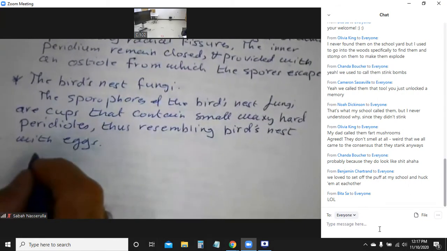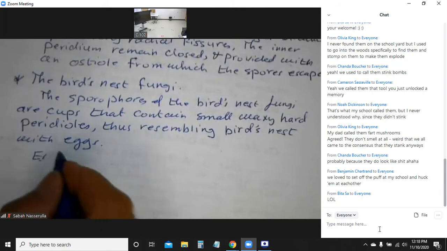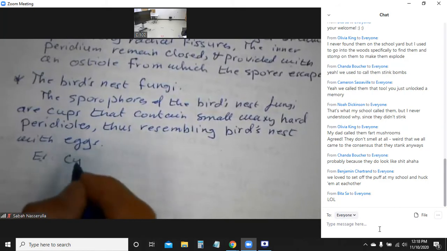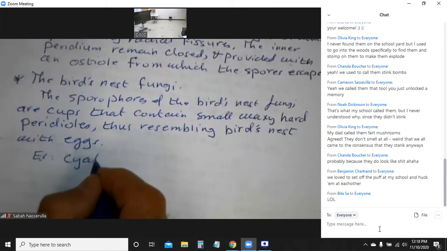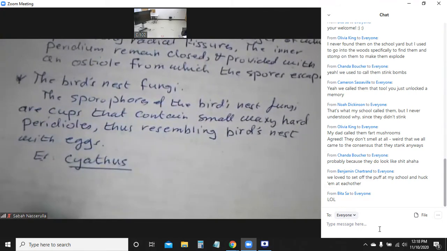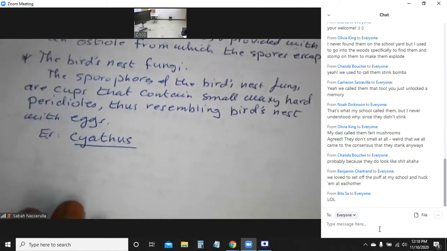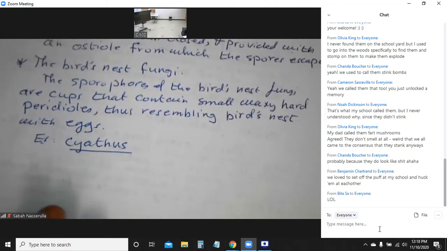And the best example we have of this one is the genus Cyathus, like this one here. Now, the characteristic of these fungi, as I told you, is that they have a very special mechanism for the dispersal, or dissemination, of their spores.